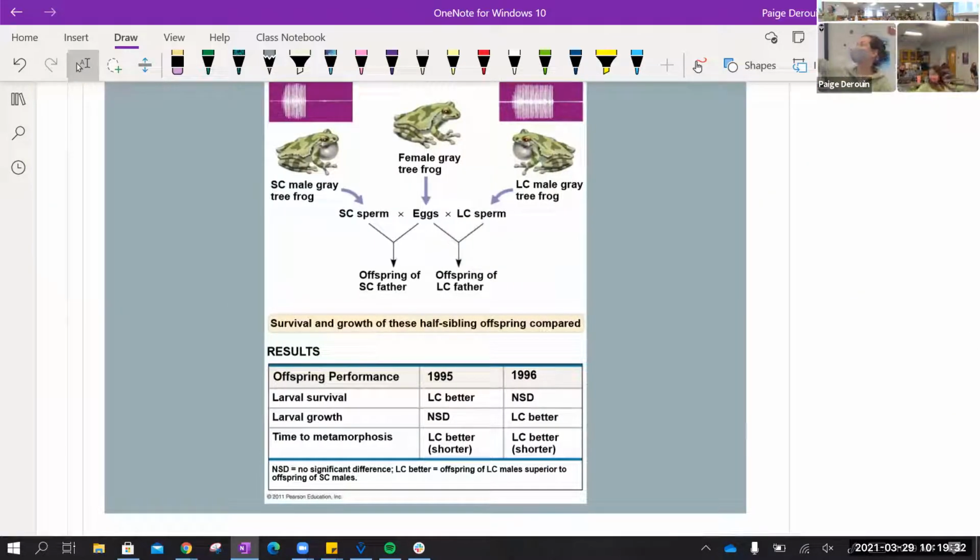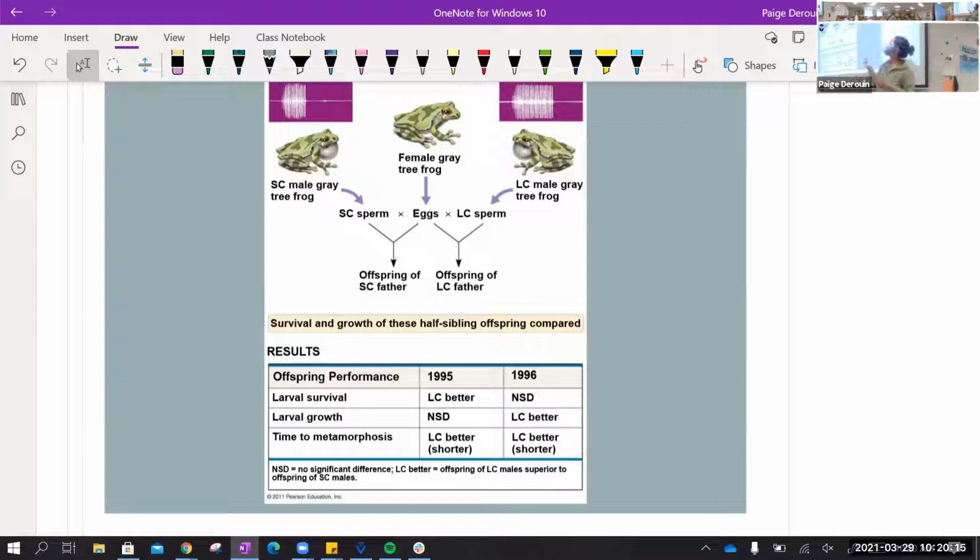Here's another example of intra-species. So this is a tree frog situation. In the tree frog situation, you have some males that have a short call and some males that have a long call. This is actually a crazy thing where maybe the genes are linked somehow to survival, because they did an experiment where they mated the female to both. The offspring of the father with the long call survived better. They had better survival as larva, better growth as larva, and also a shorter time to metamorphosis, which means they were tadpoles for shorter. So they're more able to defend themselves after metamorphosis.